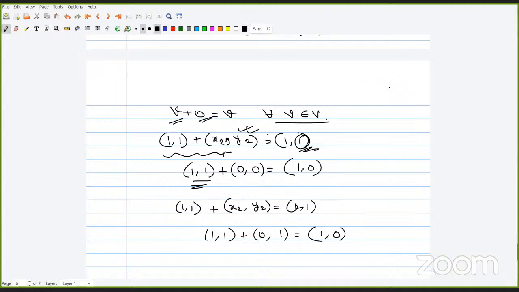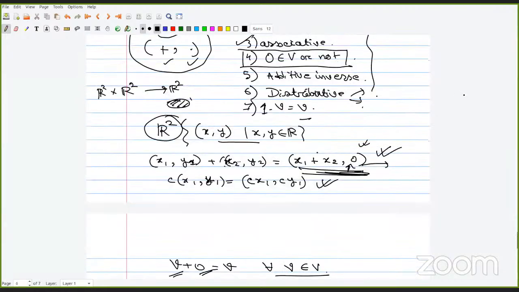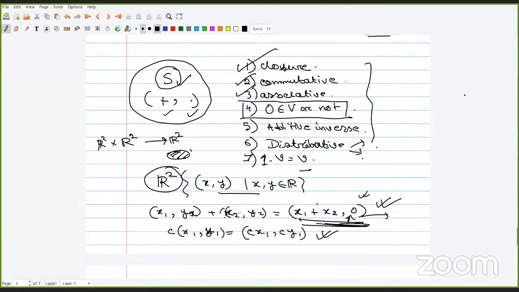So now you have understood what you have to check when I am giving you some set and addition and scalar multiplication. You have to verify all these axioms. Okay. Sir, I have another doubt.